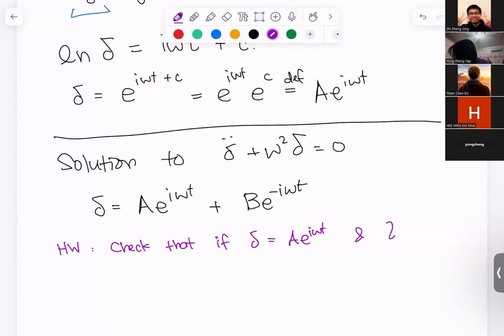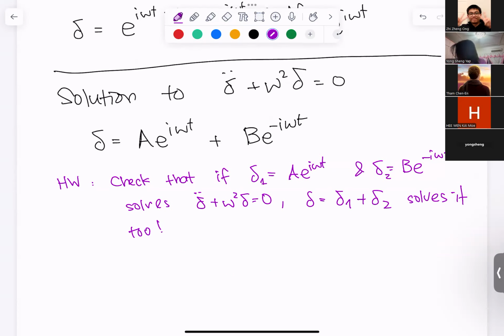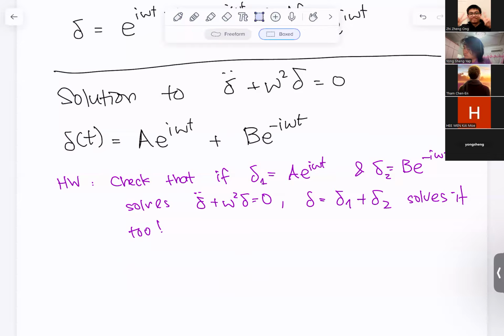And delta equals B e^(-iωt) solves this. This is delta 1, this is delta 2. Delta equals delta 1 plus delta 2 solves it too. So you can check. But basically, this is the solution to this equation of motion.